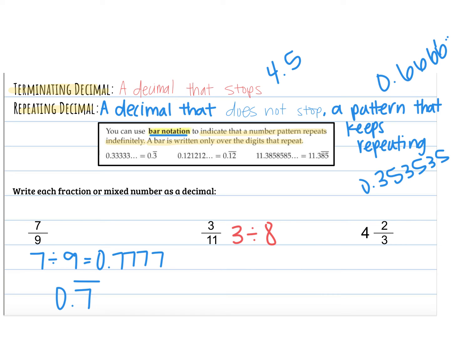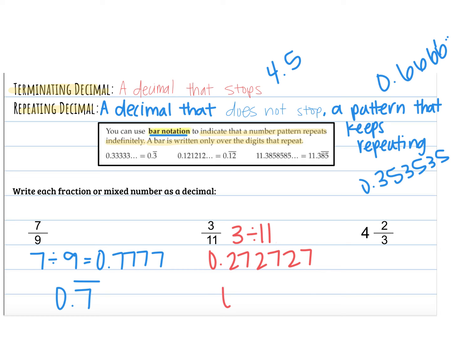Oops, typed that in wrong, not 8. Sorry, 3 divided by 11. So 3 divided by 11, which goes like this. And then again, your calculator is going to show a 3 at the end. That's just because it's rounding it.